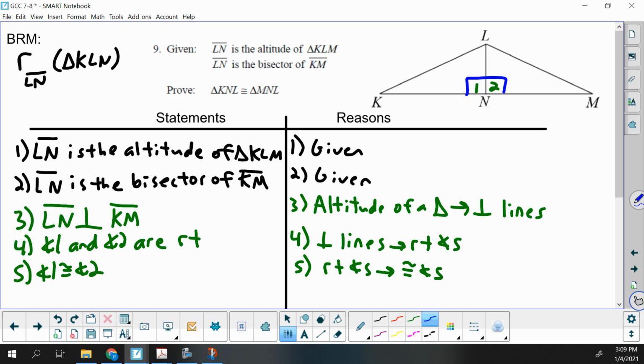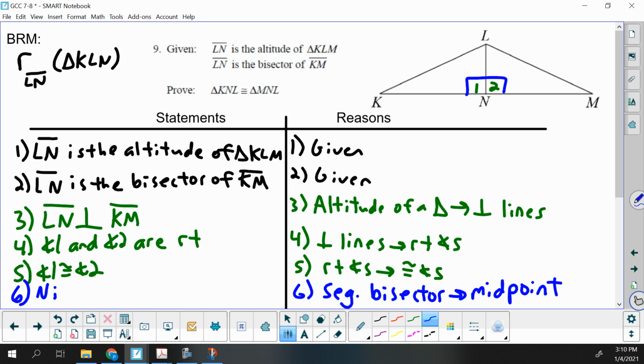We've got a bisector. The thing coming after the word bisector is a segment, so we'll be using our segment bisector reason. So segment bisector implies midpoint. We're pointing at midpoint, so we've got to state what the midpoint is and of what. So we have N is the midpoint of KM.